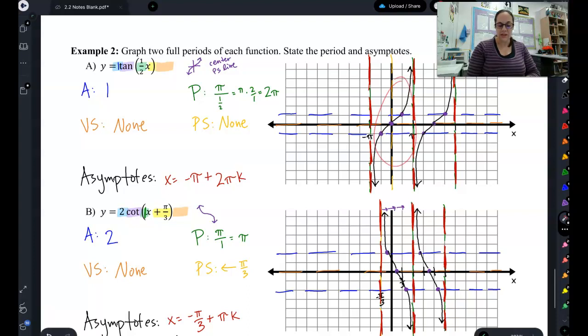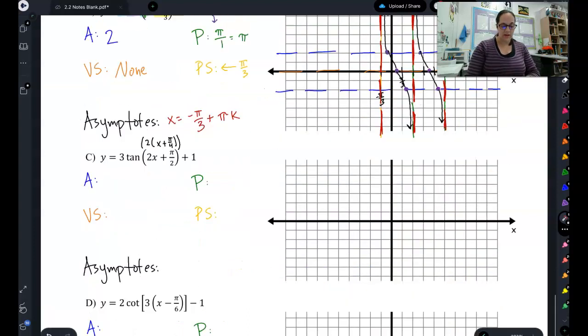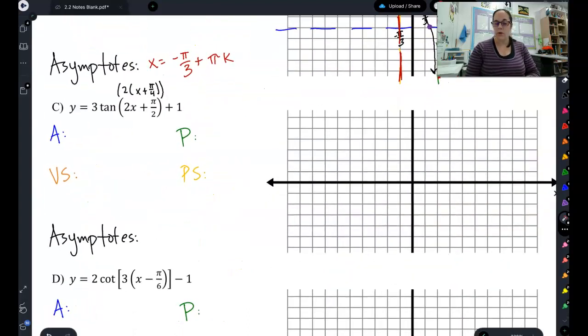Remember, tangent is centered on your phase shift line, cotangent isn't. Tangent is increasing from left to right, cotangent is decreasing from left to right. So now that you've gotten all that, let's see if you're ready to try one on your own.